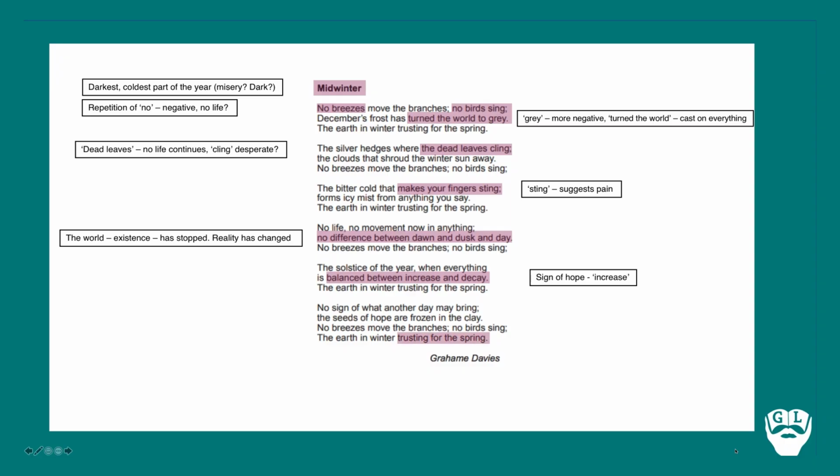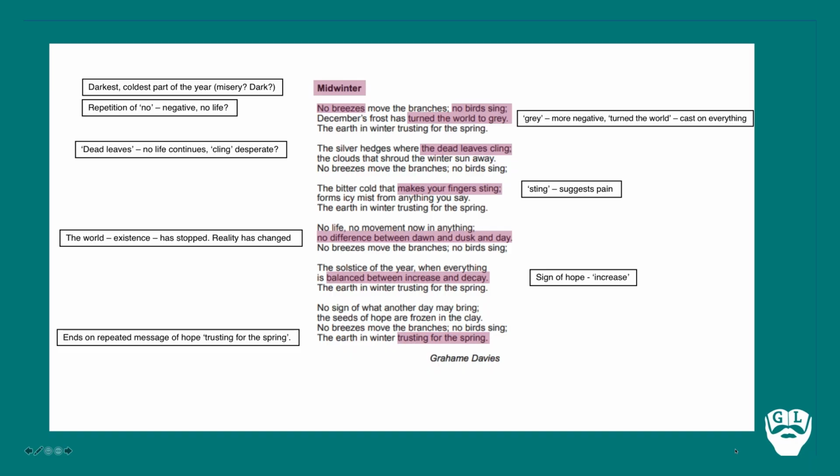And then I found in the last line, trusting for the spring, we see this phrase, the earth in winter, trusting for the spring, is repeated on a regular basis, and it finishes on a slight semblance of a message of hope. Now, as you've watched this video, you may find that there are other points or quotes that you took out, and that's entirely fine.